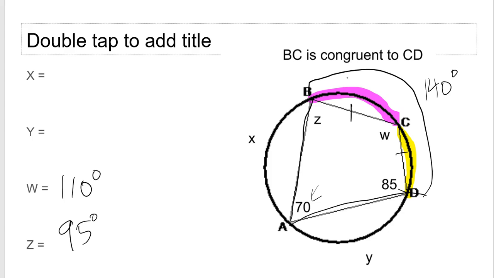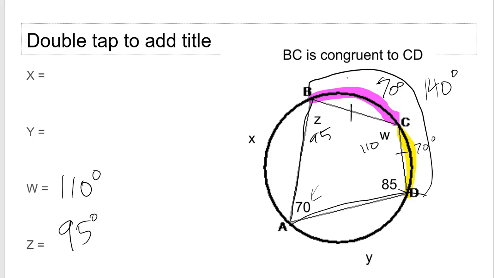So this whole thing is 140, and the yellow is congruent to the purple, and they have to be the same number. That means the yellow's 70 degrees, and the purple's 70 degrees. Okay, pretty simple. All right, Z is now 95 and W is now 110. Okay, so now there's a couple ways to do this from here. It doesn't matter if you find X or Y first.